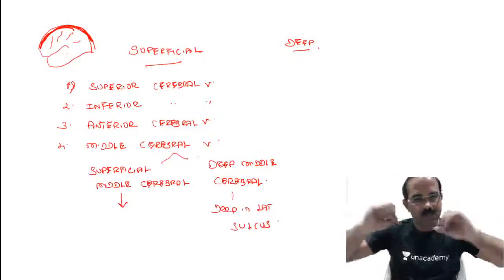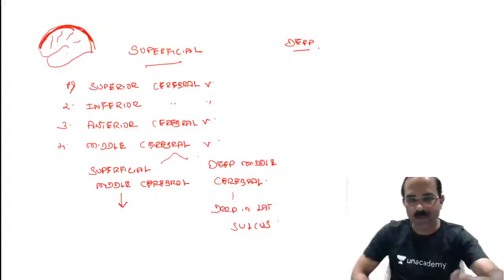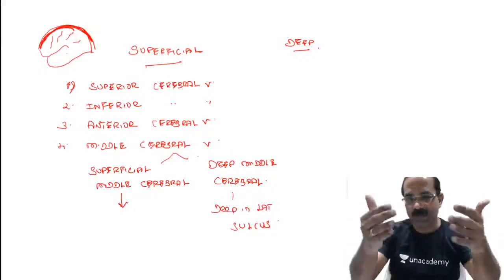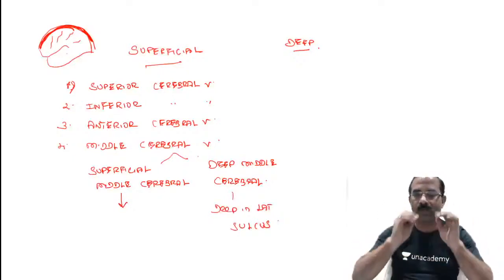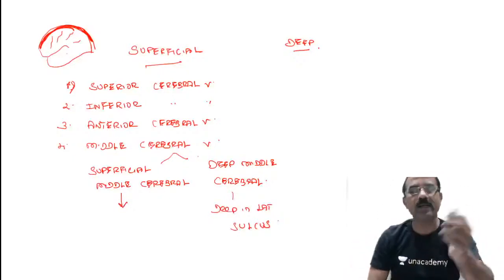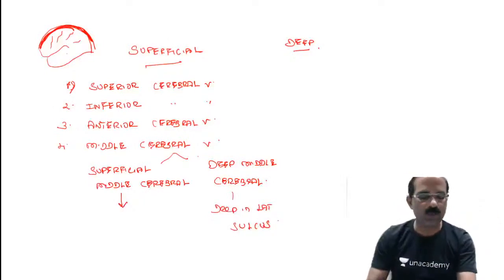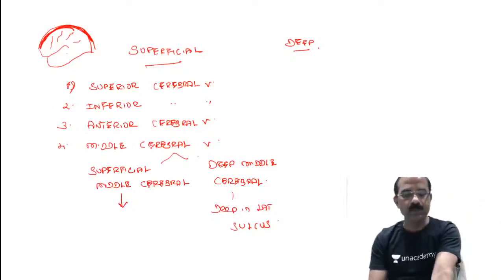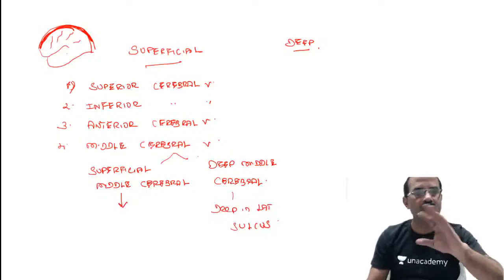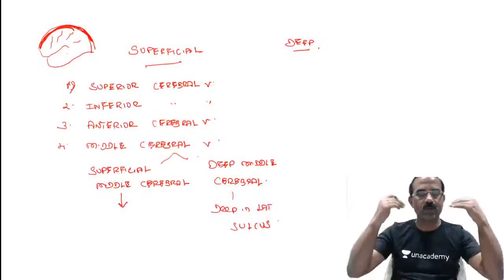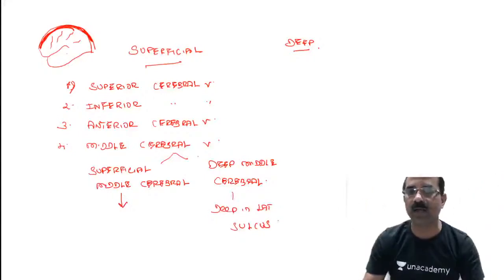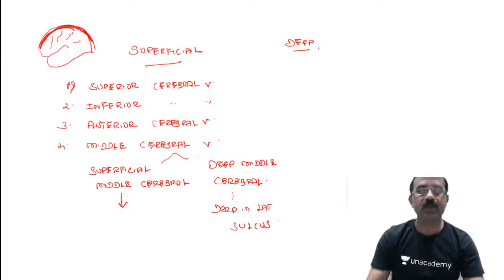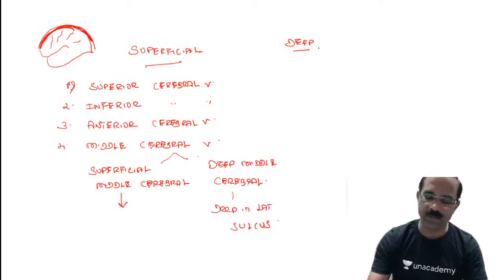Inferior cerebral vein drains the inferior surface of the brain, and opens into the cavernous and the sigmoid sinus. Anterior cerebral vein drains the medial surface of the brain. The middle cerebral vein is divided into a superficial middle cerebral and a deep middle cerebral. Superficial middle cerebral lies superficial in the lateral sulcus, and communicates medially with the cavernous sinus and laterally with the superior sagittal and the transverse sinus. The deep middle cerebral vein lies deep in the lateral sulcus.